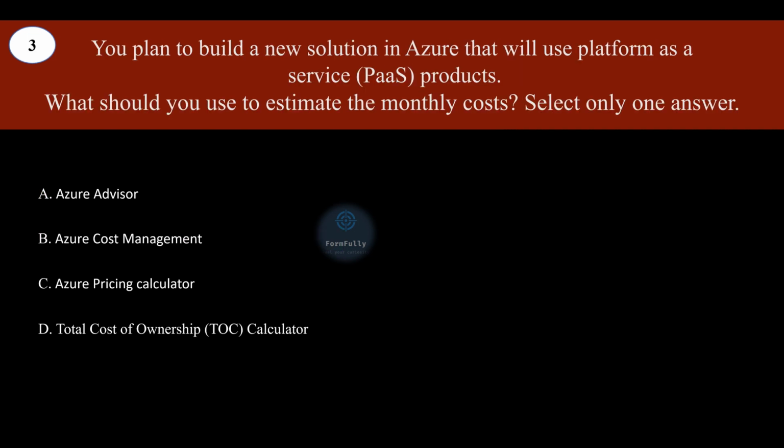Question 3. You plan to build a new solution in Azure that will use platform as a service products. What should you use to estimate the monthly cost? Select only one answer. Options are Azure Advisor, Azure Cost Management, Azure Pricing Calculator, or a total cost of ownership calculator. And the correct option is Azure Pricing Calculator.